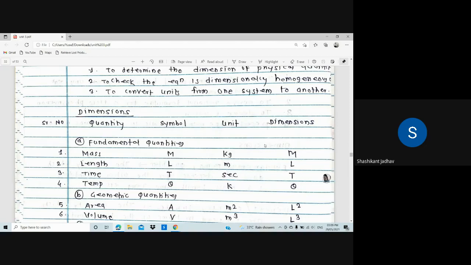Okay, so all of you write down part A, that is fundamental quantities. Write down these first four quantities: mass, length, time, temperature. Okay, so all of you write down the fundamental quantities.